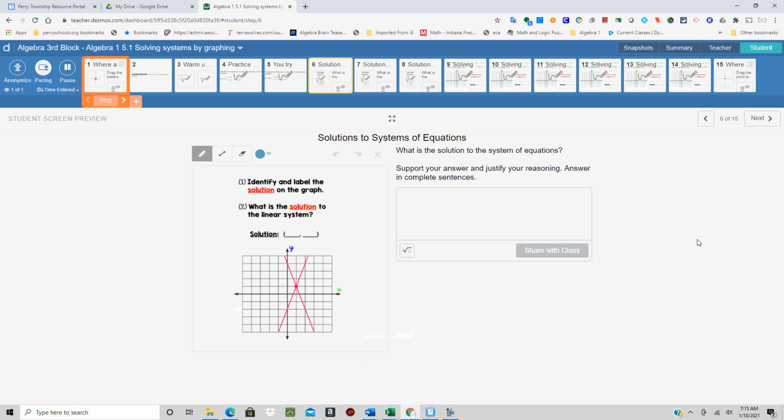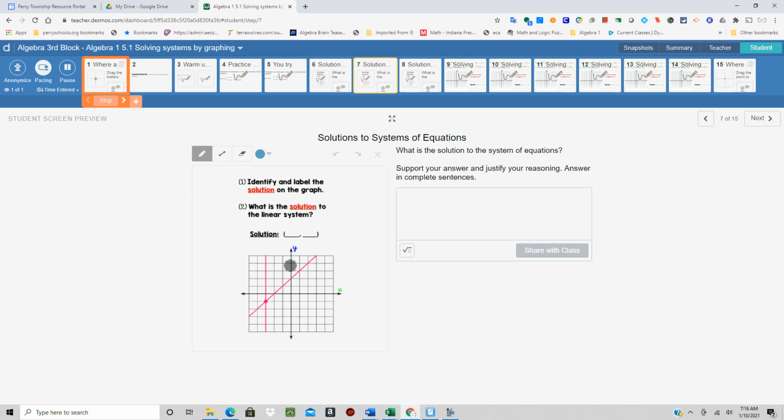All right. So on this one, we're going to solve it by graphing. The solution is where the graphs cross. I might even write that down. The solution is where the graphs cross. So I'm going to do an ordered pair. I go right 1, so my x is 1, and I'm going up 1, so my y is 1.